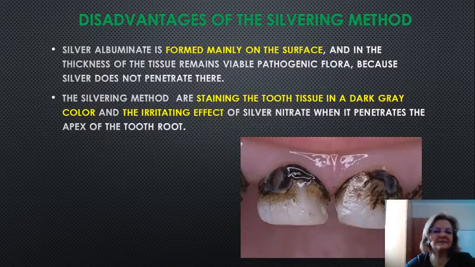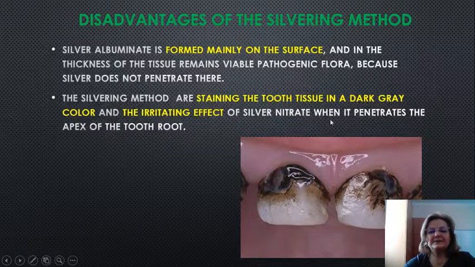Disadvantages of the silver methods. Silver albuminate is formed mainly on the surface, and in the thickness of the tissues viable pathogenic flora remains because silver does not penetrate there. And the silvering methods stain the tooth tissues a dark gray color, and there is an irritating effect of silver nitrate when it penetrates the apex of the tooth root.